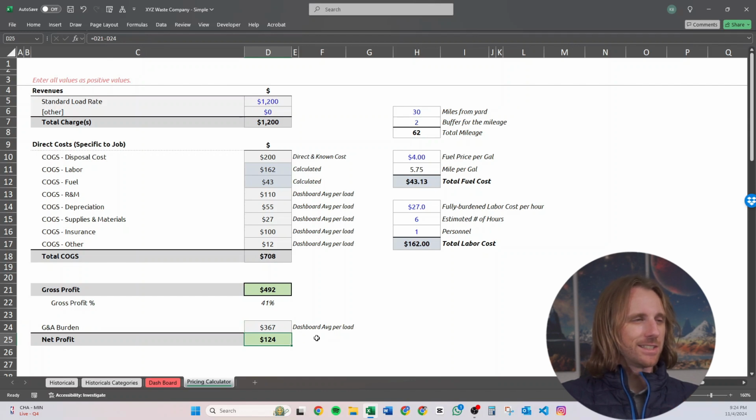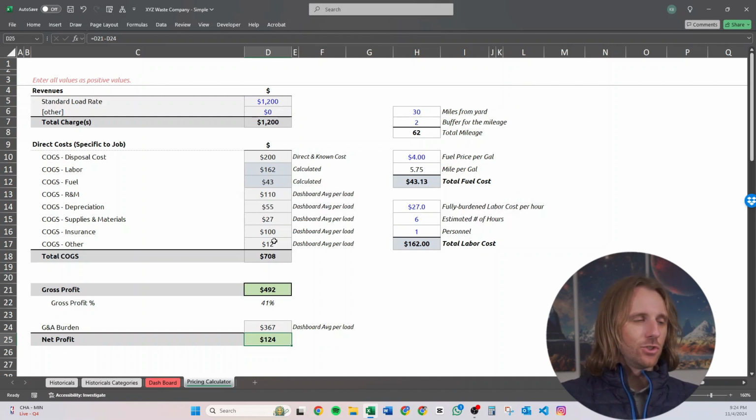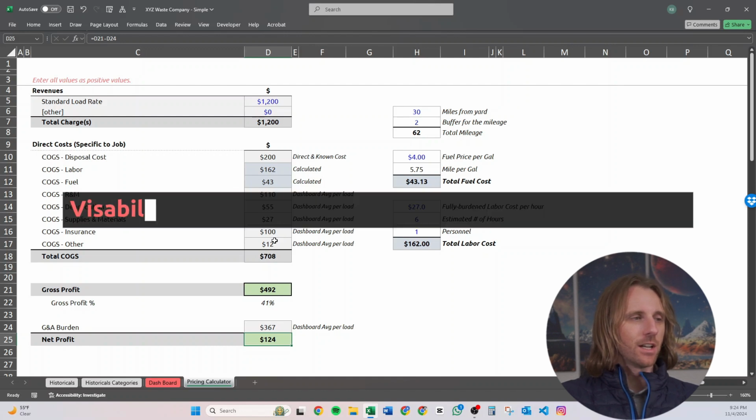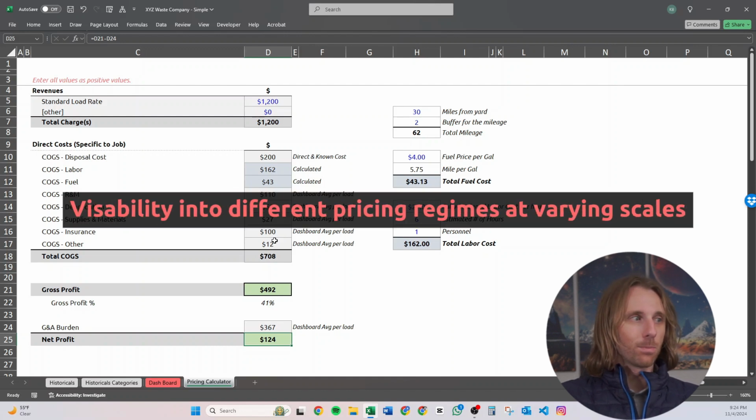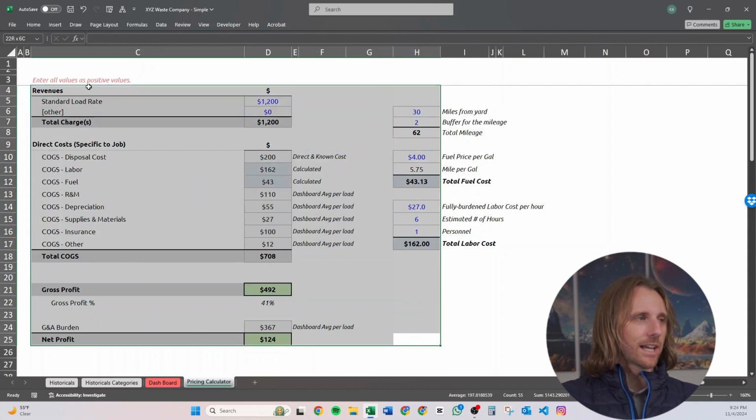Just using these simple mechanisms, you can get to a very good conclusion about, number one, what are the true mechanisms of cost that go into your jobs? And then also, as those change and as your scale changes, what can your pricing model actually look like? In this particular case, we wanted to understand, as labor, fuel prices, even disposal costs go up, what does my pricing need to do to maintain a particular percentage of profitability? Whatever you're looking to target, in my opinion, this kind of tool is exactly what you need.